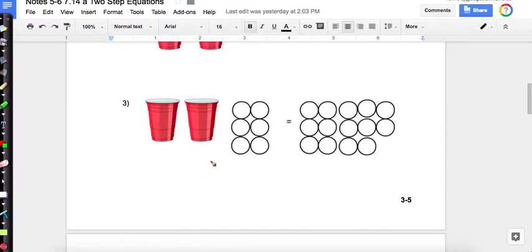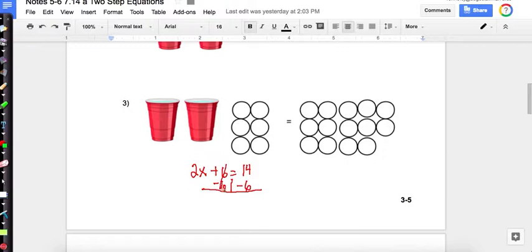So this time we have 2x plus 6 equals 14. Okay. So what we want to do is think about that first one up here. We want to cancel out the chips first. So we're going to do the opposite of adding 6. So what's the opposite of adding 6? Good. Subtract 6 from both sides.